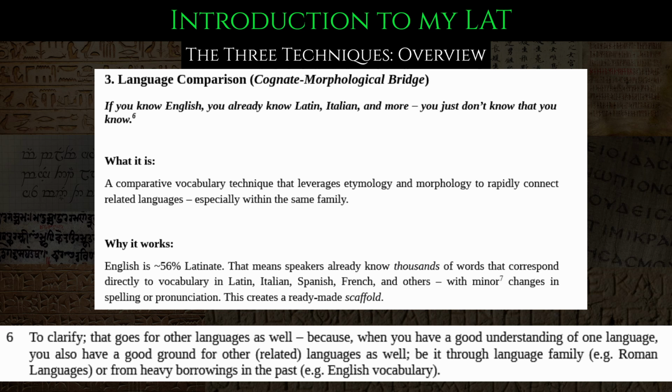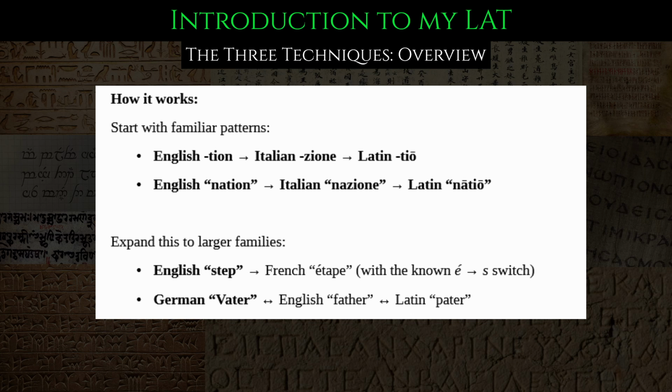Let's look at how it works. So, I'm pretty sure, as an English speaker, you know words that end in -tion, which is T-I-O-N. In Italian, the exact same word ends with -zione and in Latin with -tio. For example, nation, nazione, and natio. And this is not any coincidence. Quite the opposite. This is a rule. Every English noun that ends in -tion ends in Italian with -zione and in Latin with -tio.